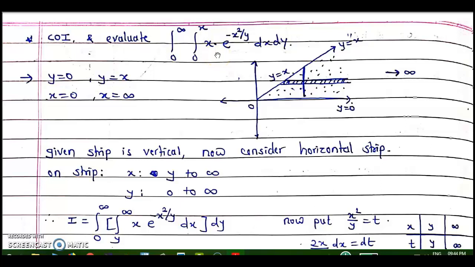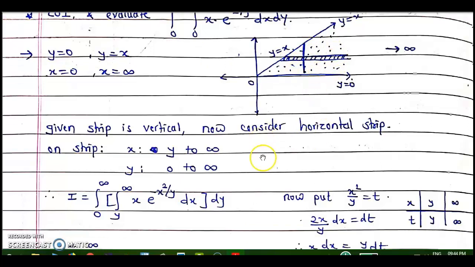It means the given strip is vertical. First y means vertical strip. Now we have to change the order of integration, meaning we have to consider a horizontal strip. Now this is the region. If we draw all four curves, y equal to 0, y equal to x, x equal to 0, and x equal to infinity, we get this dotted region as the area of integration.